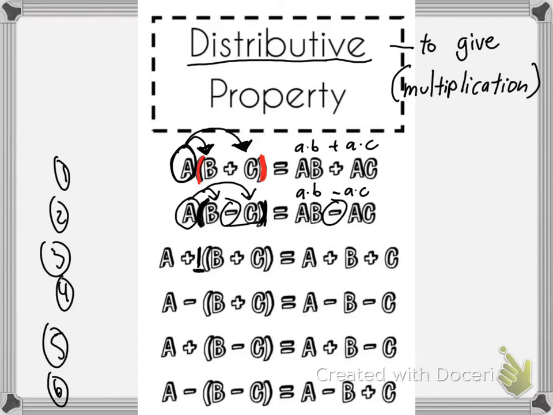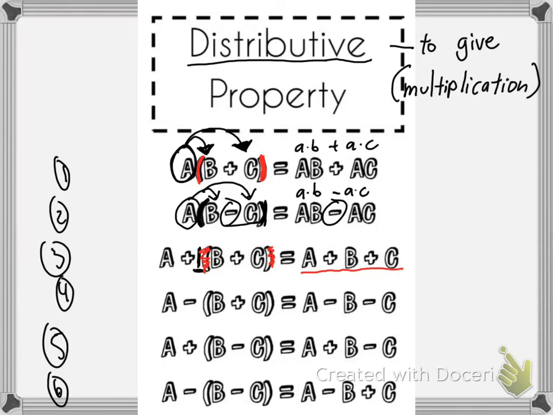So that means that these parentheses just get dropped out. And then now it's just A plus B plus C, because distributing the 1 just breaks apart the parentheses.